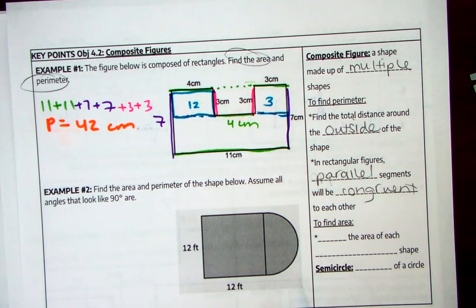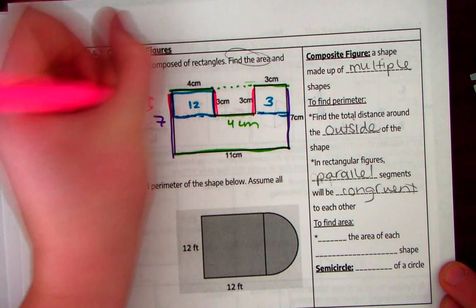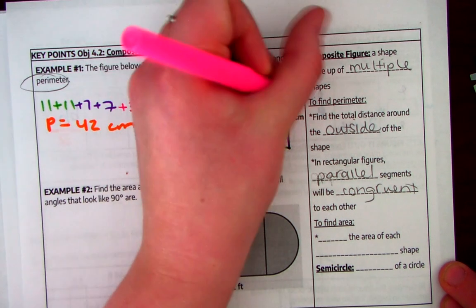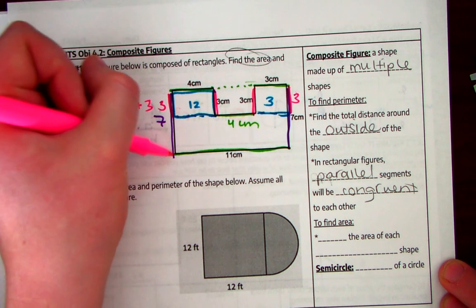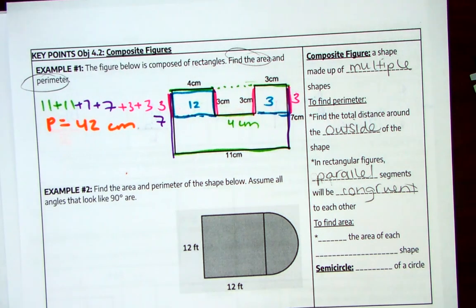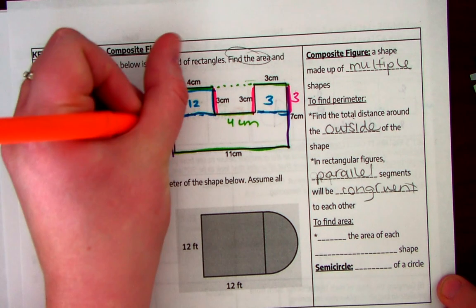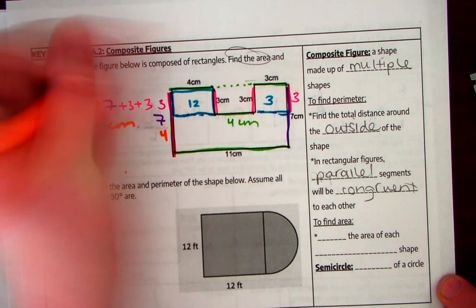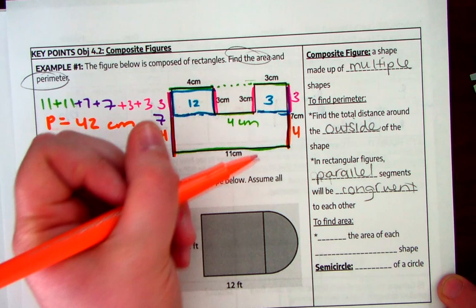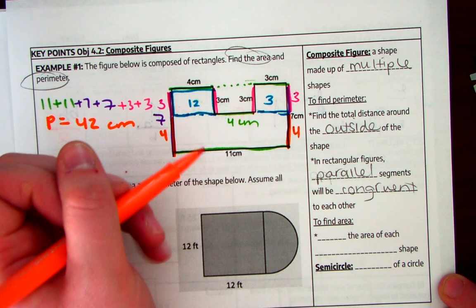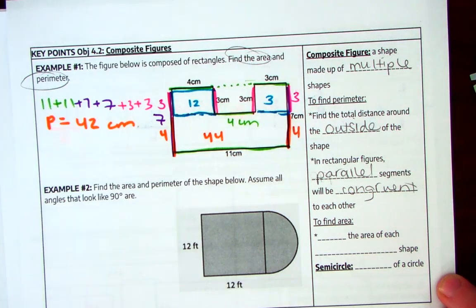Well, again, those parallel sides will be congruent to each other. So this length has to be 3, and that length has to be 3. If this is 3 and the whole purple segment is 7, that means what's left over, I'll make that orange, this part here has to be 4, because 3 plus 4 is 7. So that tells me that 11 times 4 is how I get this. And so inside here is going to be 44 square centimeters.